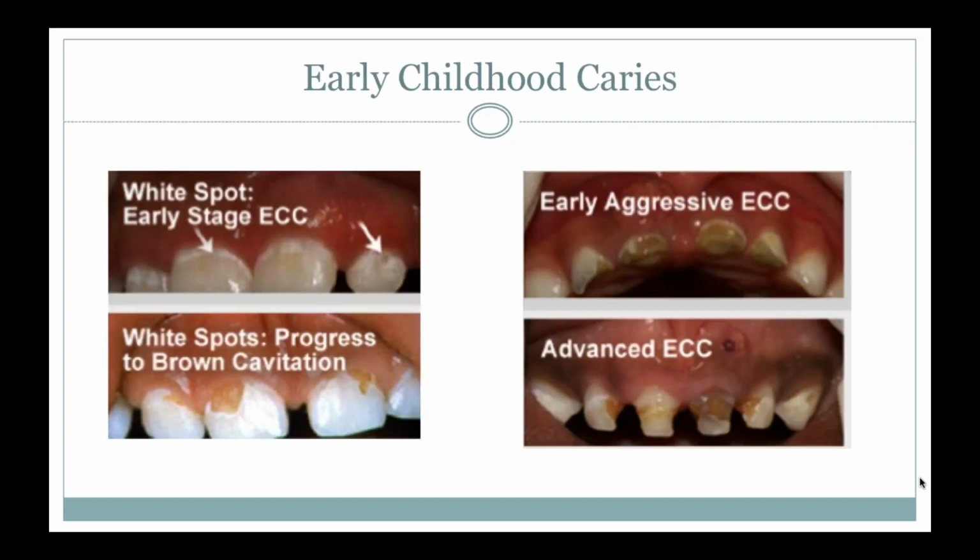So what does early childhood caries look like? I apologize if the pictures are a little blurry, but the white spot is the early stage on the tooth, as you can see in the top left picture. This progresses to brown cavitation in the bottom left picture, which further leads to aggressive caries, as you can see in the pictures on the right.